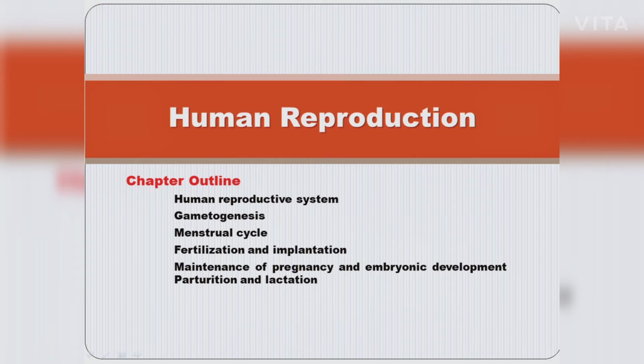Now, fertilization and implantation. Fertilization occurs when a haploid sperm fuses with a haploid ovum to form a fertilized egg or diploid zygote. Before a sperm can enter the egg, it must penetrate the multiple layers of granulosa, that is, follicular cells, which are around the ovum, forming the corona radiata. The follicular cells are held together by the acrosomal membrane.